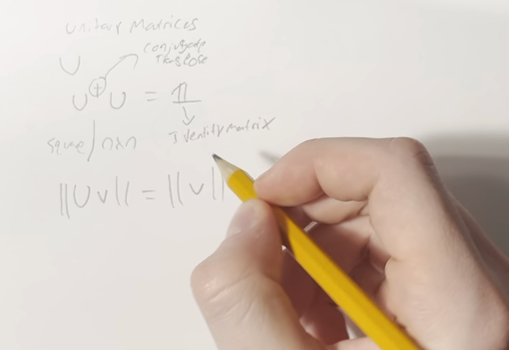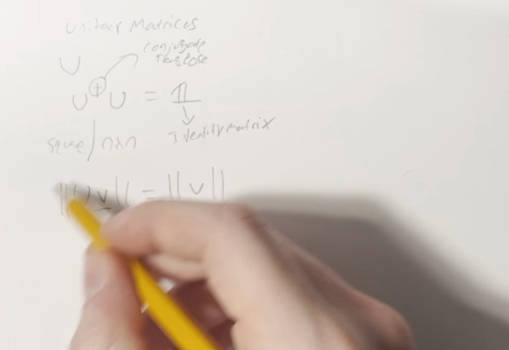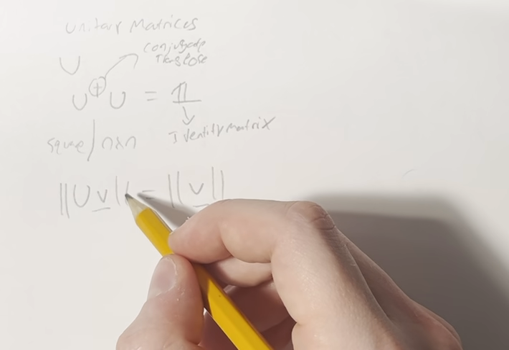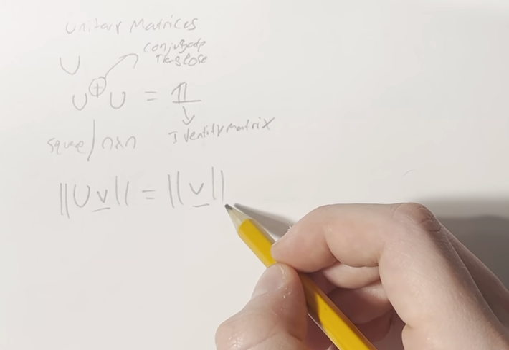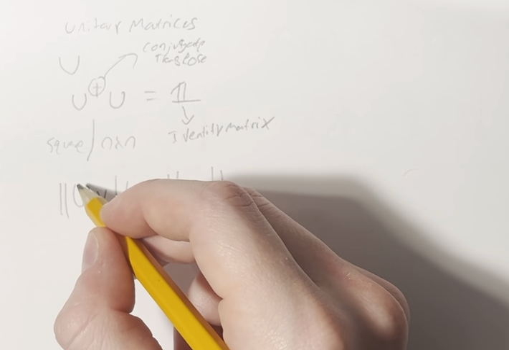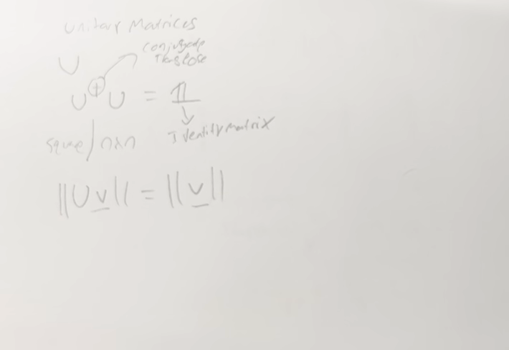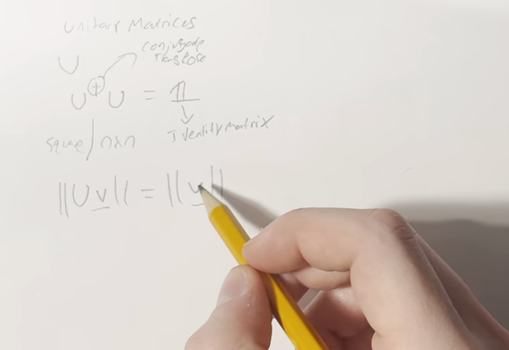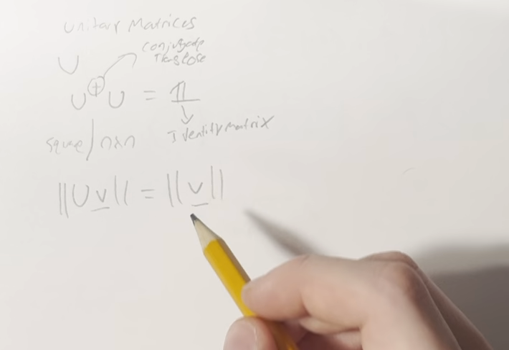So let's say we have some quantum state vector V. The norm, or the length of the vector V, is always going to be the same when multiplied by a unitary matrix when it's inside the norm. So the norm of U times V is the same as the norm of V. So unitary matrices preserve norms.